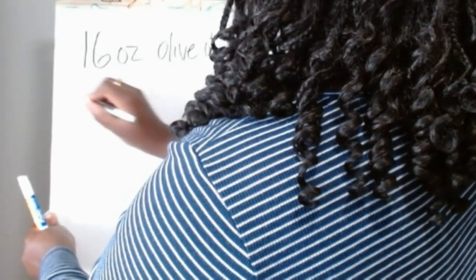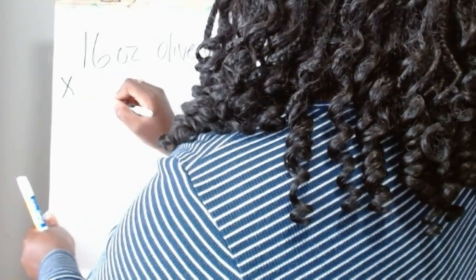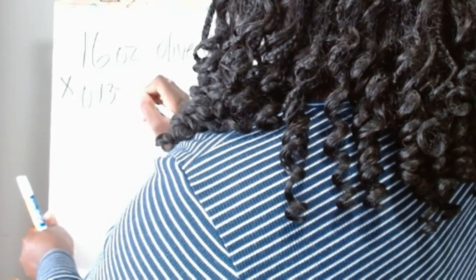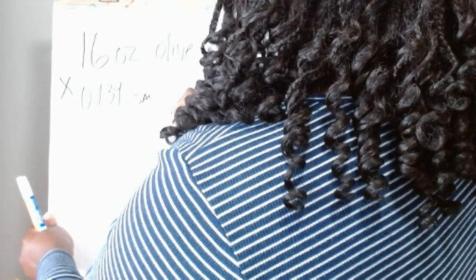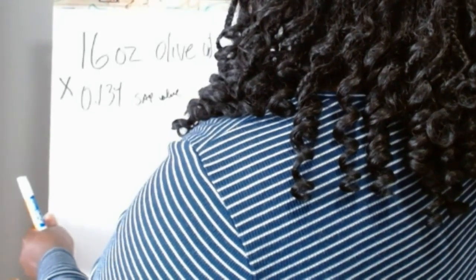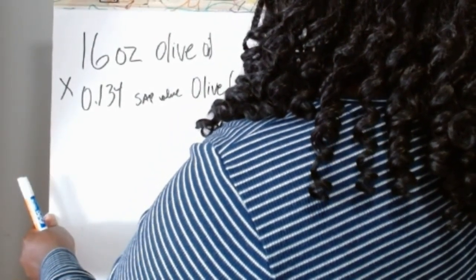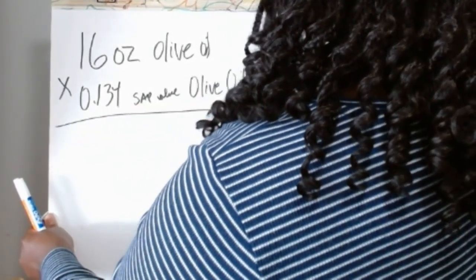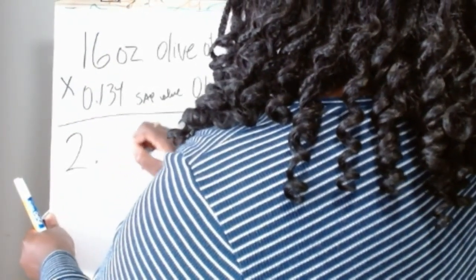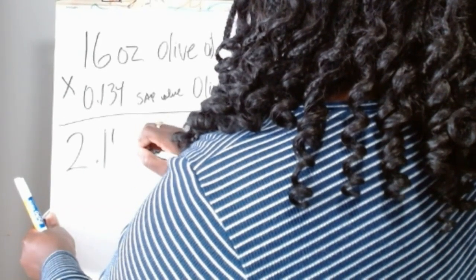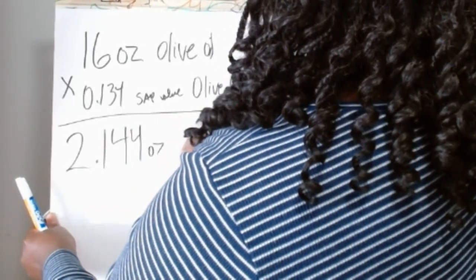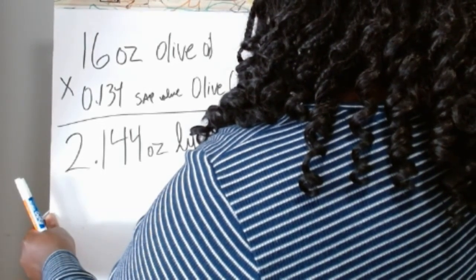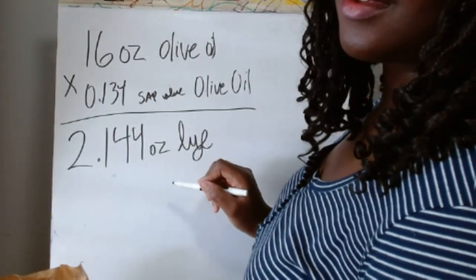So to recap, 16 ounces olive oil times 0.134, which is the SAP value for olive oil, gives us 2.144 ounces of lye to use in our recipe.